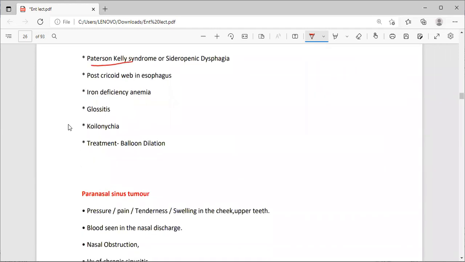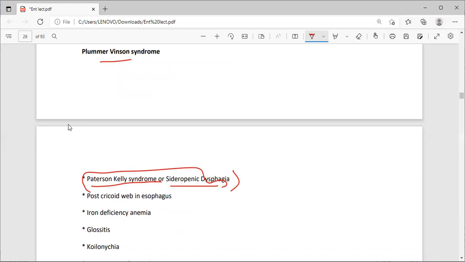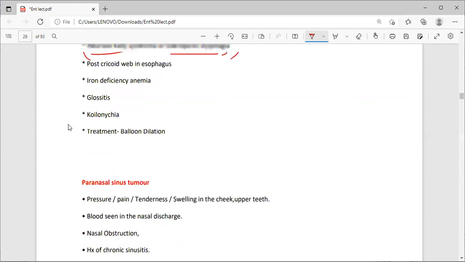Now again, Patterson-Kelly syndrome or sideroblastic dysphagia, this is the same. These are also names of Plummer-Vinson syndrome. So: post-cricoid web, iron deficiency anemia, glossitis, koilonychia, like spoon-shaped nails. Spoon-shaped nails are observed in iron deficiency anemia. You have to do balloon dilatation.